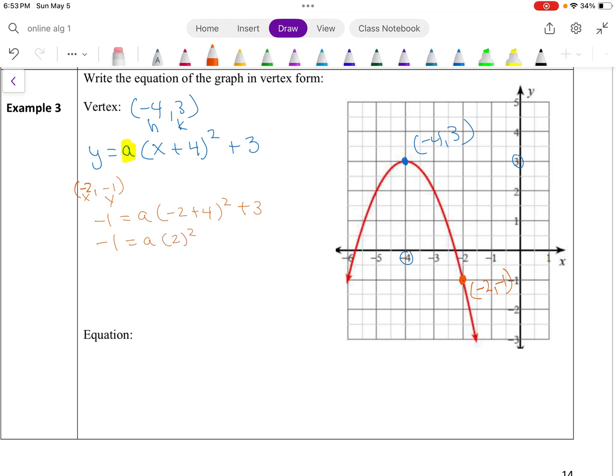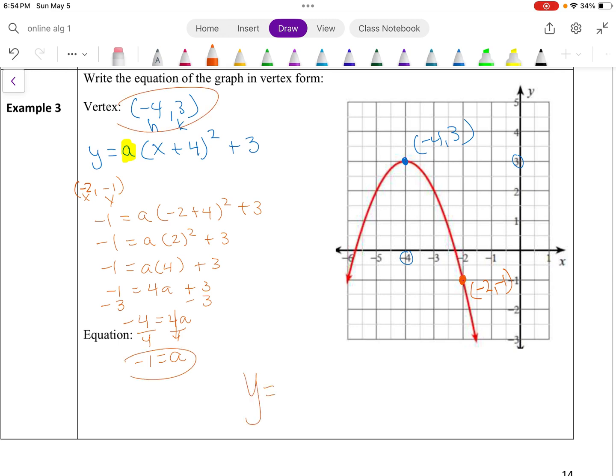Okay. Well, -2 plus 4 is a +2. And let's see. I know that 2 squared is 4. I know that a times 4 is just 4a. Now I can use my inverse operations. I'm going to subtract 3. So I get -4 equals 4 times a. And when I divide by 4, I find that a is equal to -1.